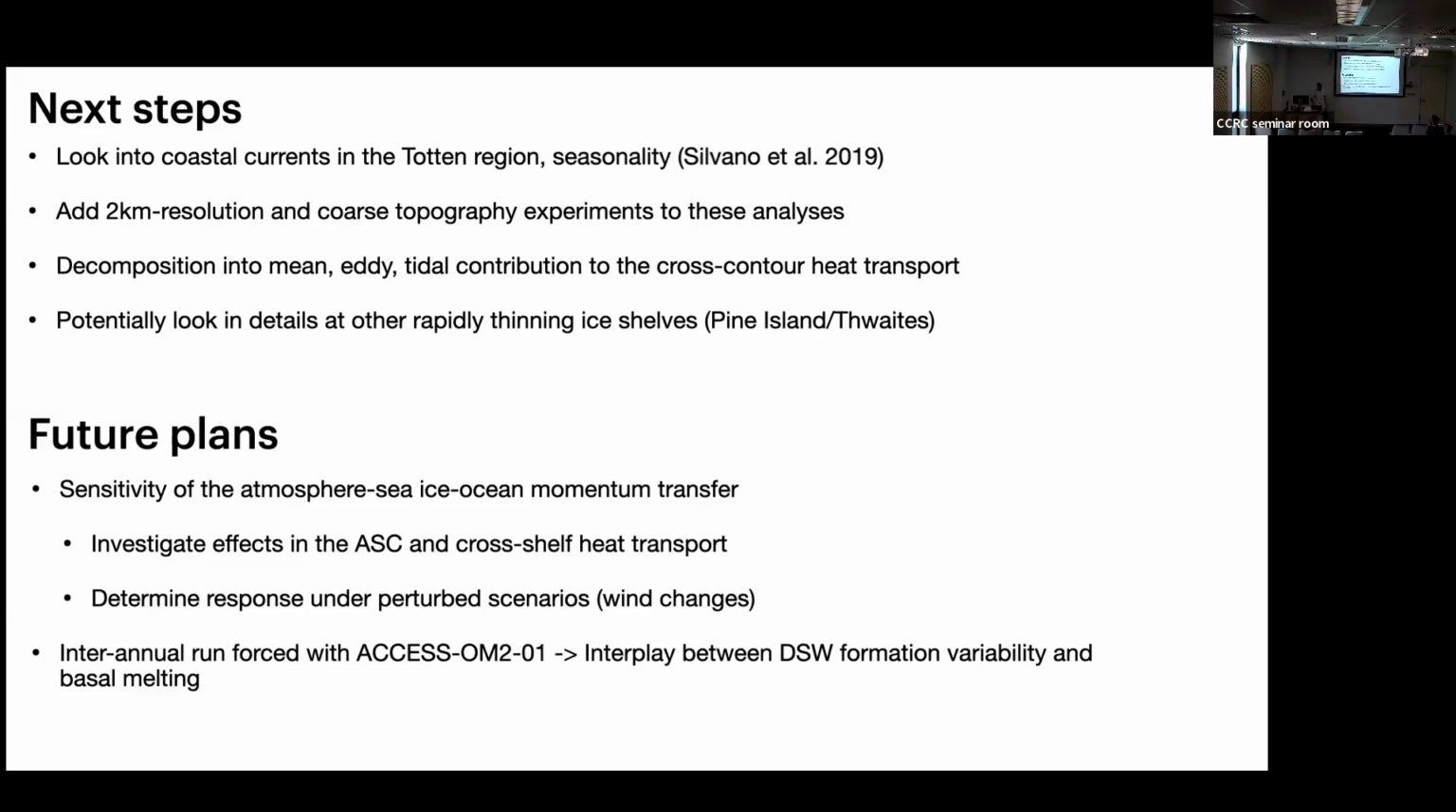And some of the future plans I'm just going to briefly mention. We are doing some sensitivity experiments to understand the effect of the lack of a sea ice model. So what's the sensitivity of the atmosphere, sea ice, and ocean momentum transfer, and how that may affect the slope current representation in the cross-shelf heat transport. And some other things on the list are to perform an internal run forced with the 1/10 degree global ACCESS model, WAOM, and look at the interplay between the shelf water formation and basal melt rates.